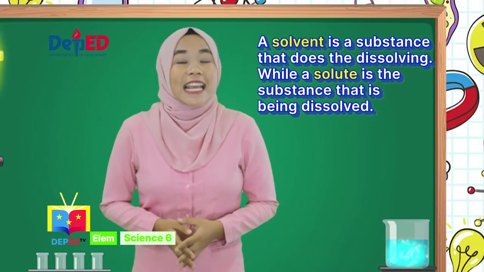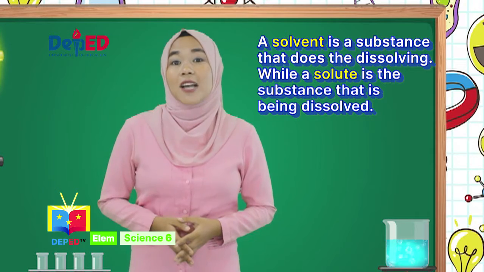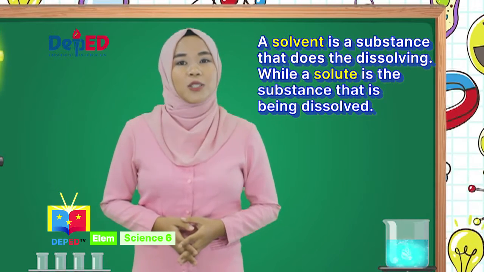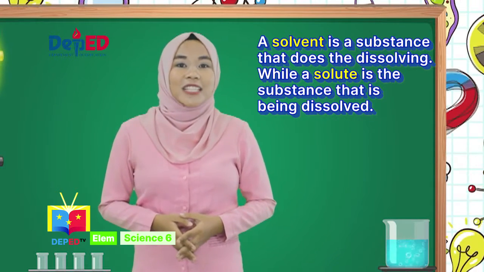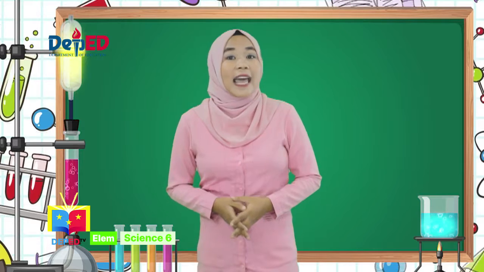A solvent is a substance that does the dissolving, or it is a substance used to dissolve a solute, while a solute is the substance that is being dissolved. Using the illustrations, identify and encircle which of the following substances can be dissolved in water.